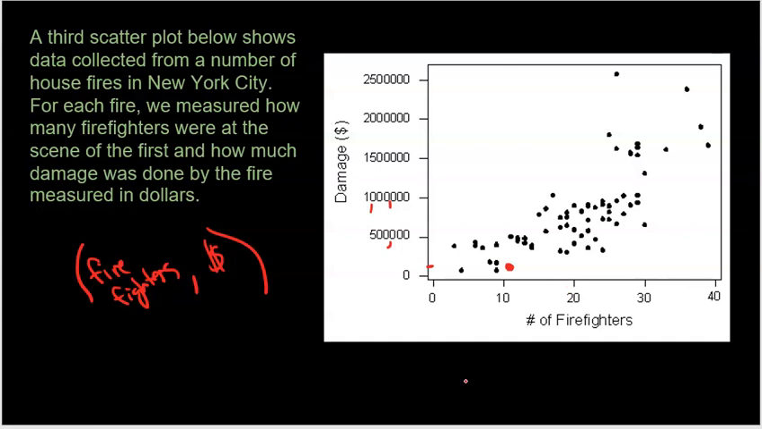Scatterplots, bivariate data. A single house measured how many firefighters were there to put out the fire, how much money, right? Bivariate data is not just looking at two random groups of people and looking at two random quantitative variables. So please keep that in mind.